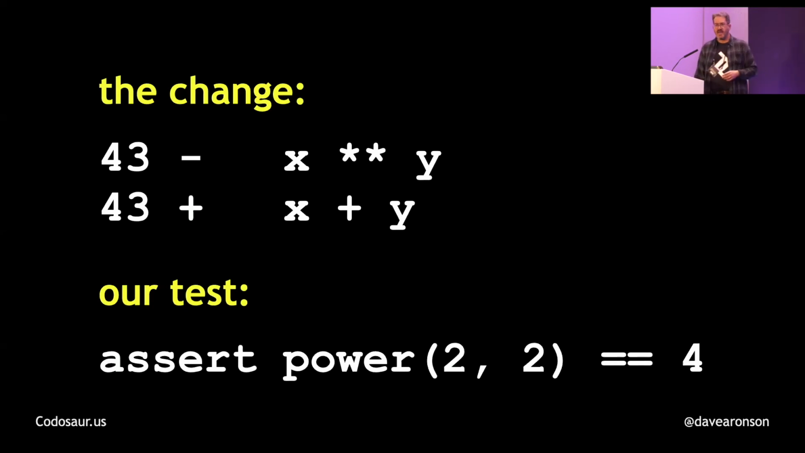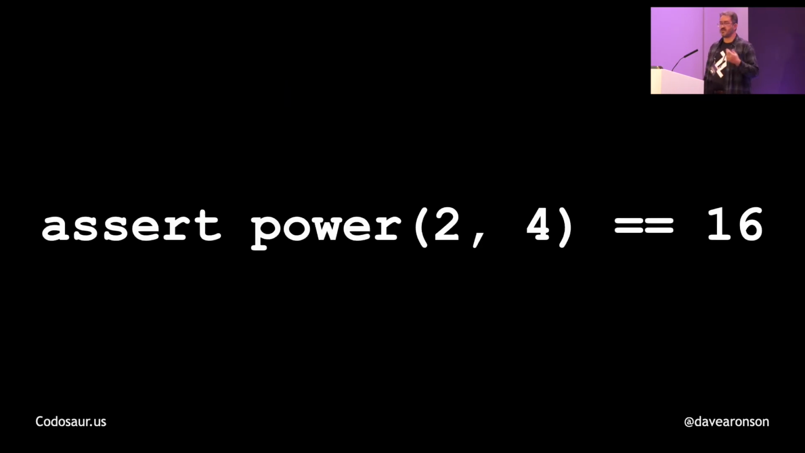For instance, we could add a test or change our existing test to something like this, to assert that 2 to the 4th power is 16. All the mutants that the original test killed, this would still kill. But also, 2 plus 4 is 6, not 16. So this should kill the plus mutant just fine. And while we're at it, 2 times 4 is 8.